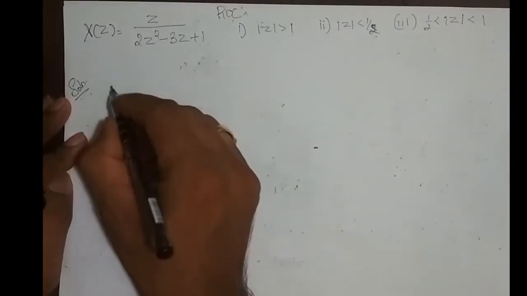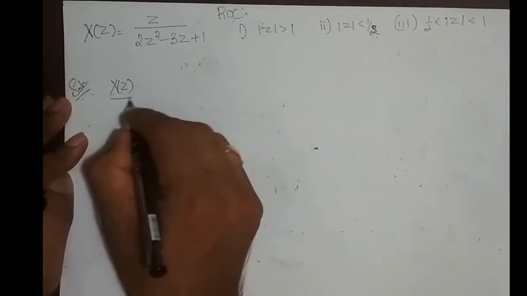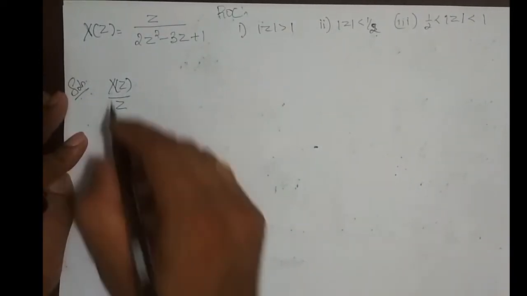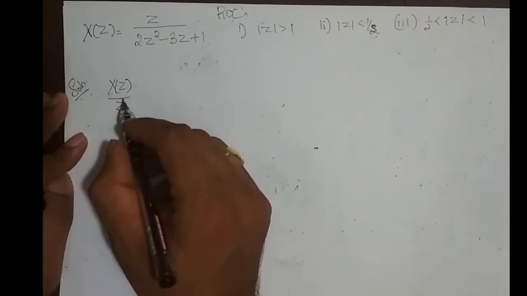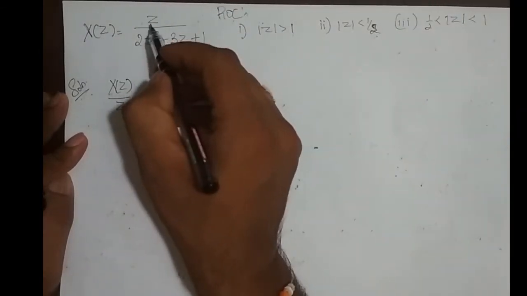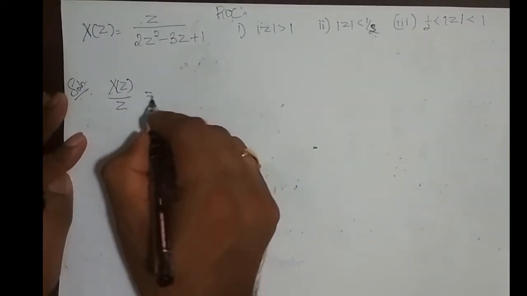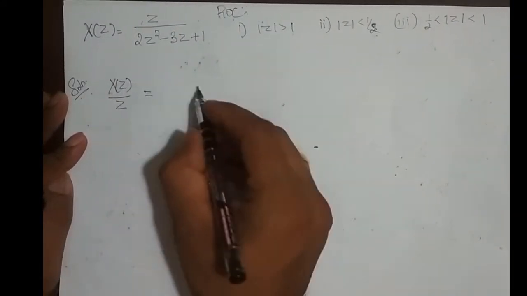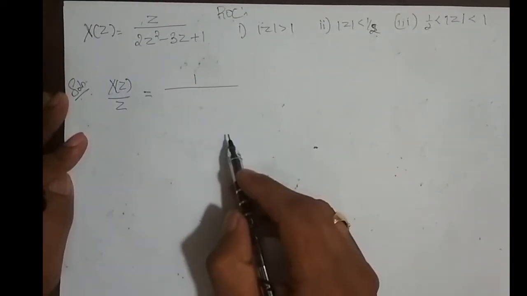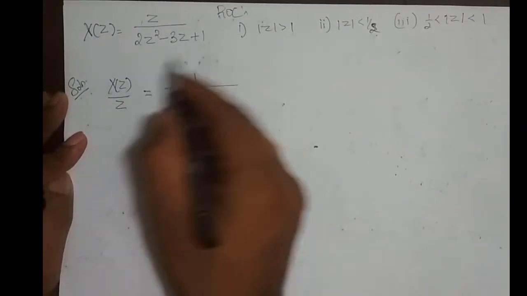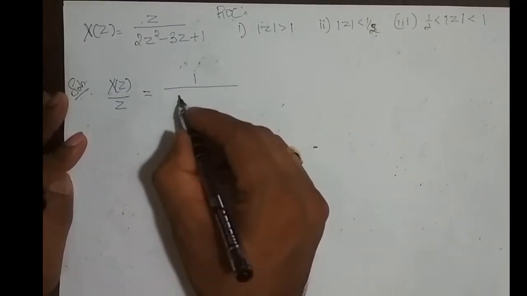What is the next step? I have to bring it in the form of X(z)/z. This is compulsory. I have to bring the left hand side in the form of X(z)/z. Anyhow, I have one z here, so I will take it to the left hand side. I end up with X(z)/z = 1 divided by the factorized denominator. It's a second order equation, and we can do it in our calculator.